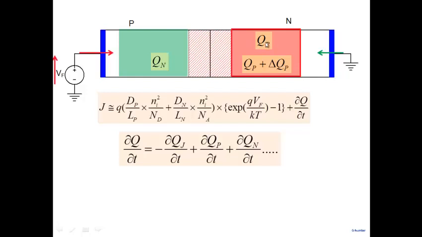QP and QN are right there at the same place. It doesn't matter. All that matters is if you want to increase this particular charge here, as you increase voltage, charge has to increase. Holes have to come in from here. Electrons have to come in from here. And this is a displacement current.